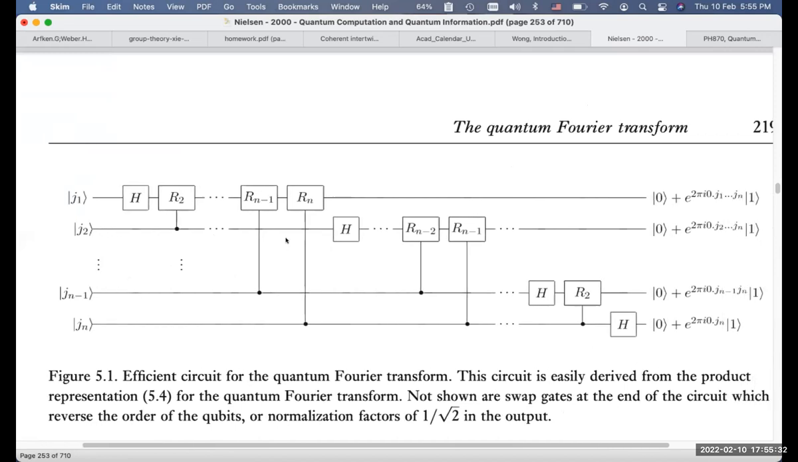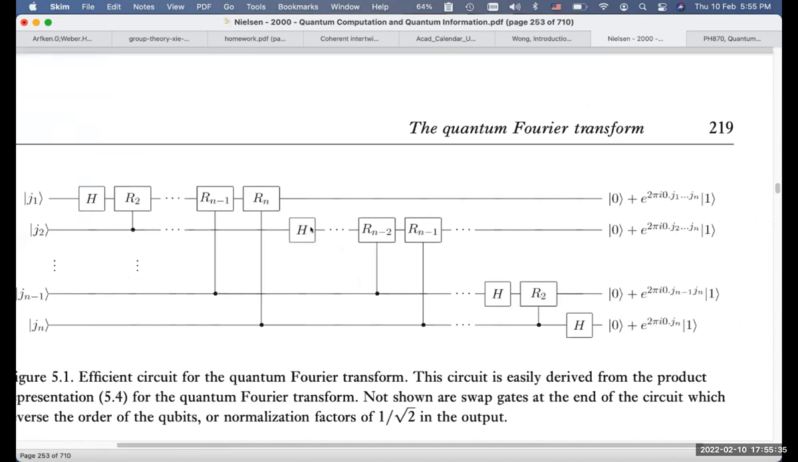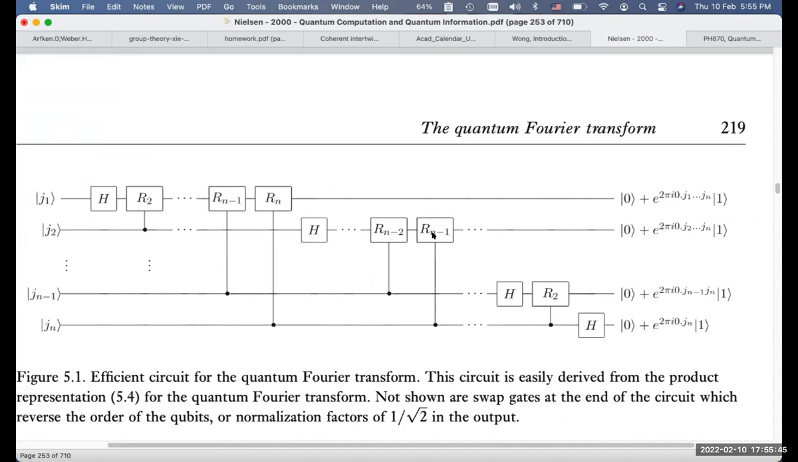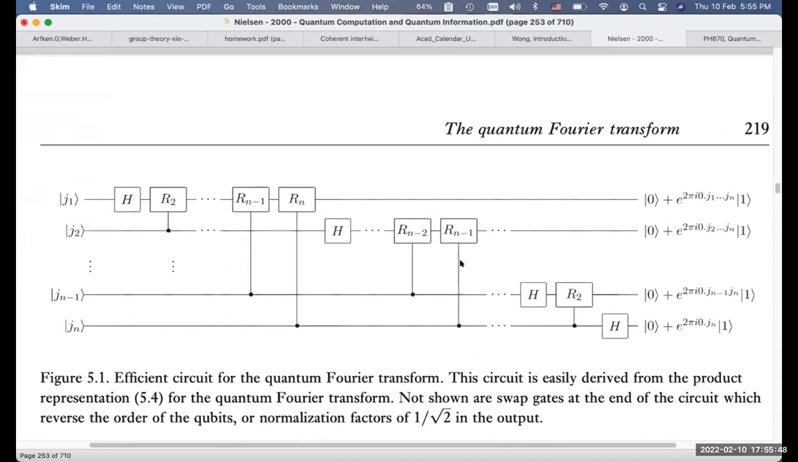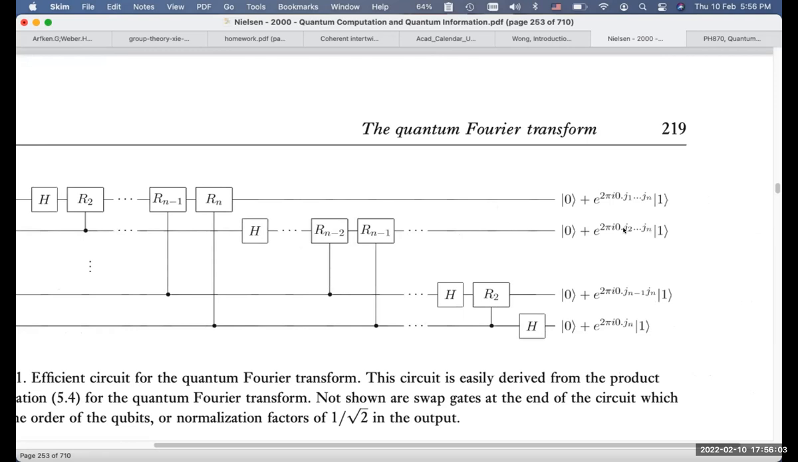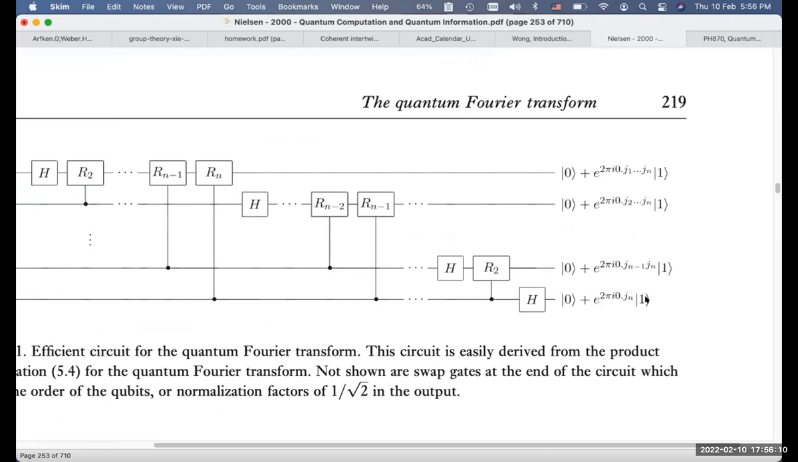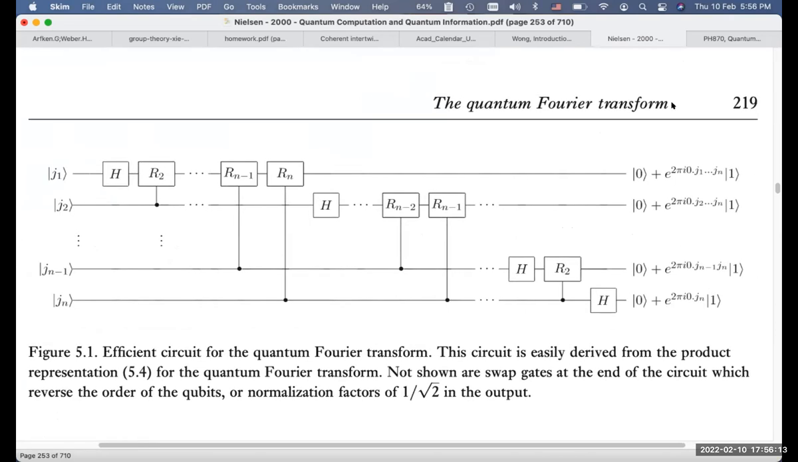But now we come to j2, and again we repeat the procedure. We apply the Hadamard. We apply R2, R3 again, till Rn minus 1. Why till Rn minus 1? Well, because there are only n minus 1 qubits that are left. Here you could go till n, but for the second qubit, one line has been removed, so you are left with Rn minus 1. What does this give you? This gives you decimal 0.j2 through jn. In this way, you construct all of these states. You guys following?